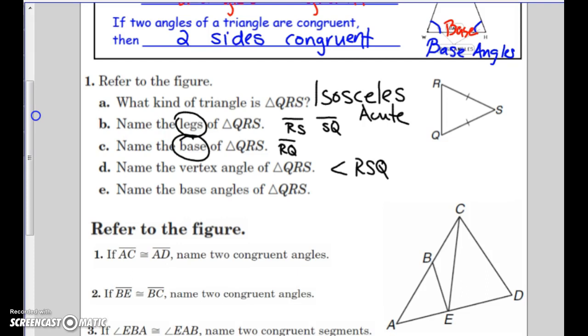I want to remind you, RSQ, when we're talking about the angle, is this angle right here. Could you have just written angle S? Yes. On this one, be careful. What are the base angles? Angle RQS and angle QRS. Absolutely. Remember that your vertex is in the middle.